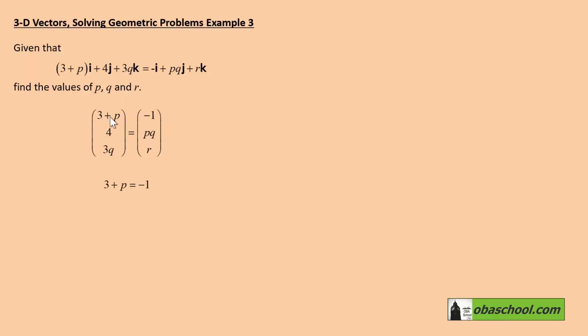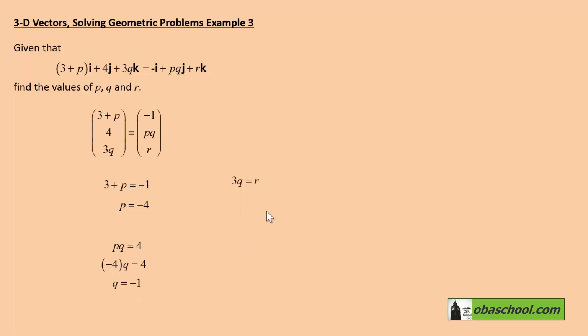So using the i components, we get 3 + p is -1, and therefore p is -4. Using the j components, pq must be equal to 4, but of course we now know that p is -4. So -4 times q is 4, telling us that q is -1.